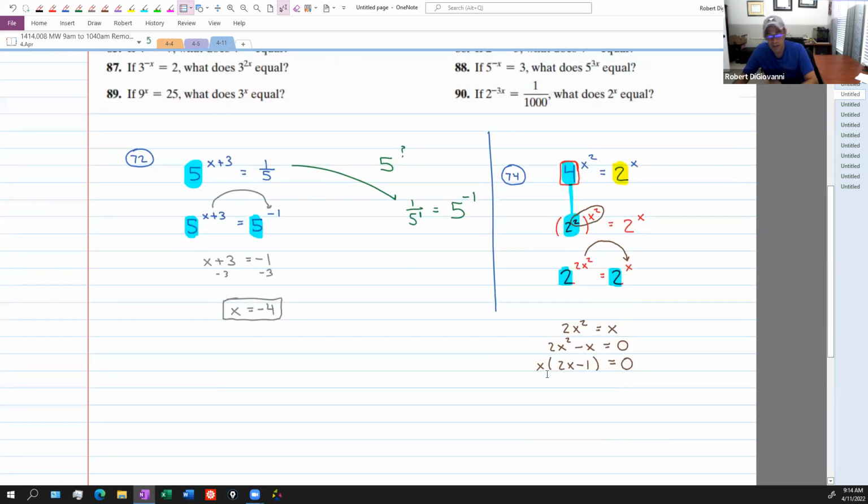And then I will set each of these factors equal to 0. And I get 2 solutions, 0. And then here I could add 1 to both sides and divide by 2. I have 2 answers. That's the first time this has happened, right? Up to this point, all the answers we've gotten have just been a single answer. Here we have 2 of them.